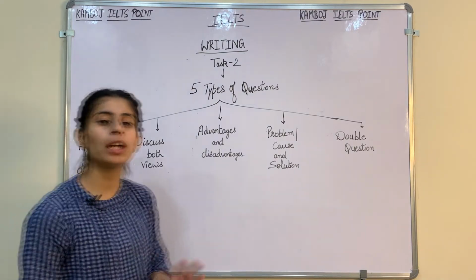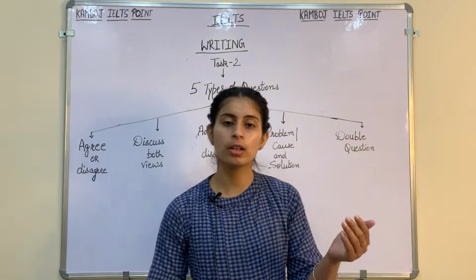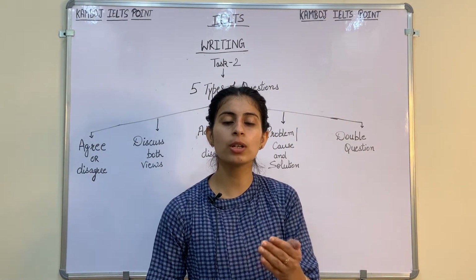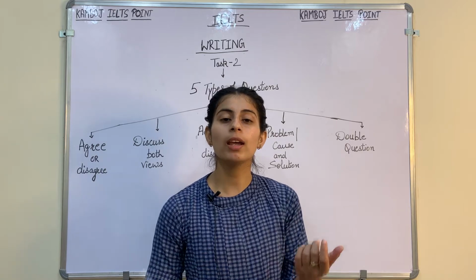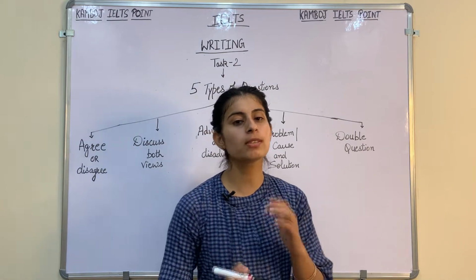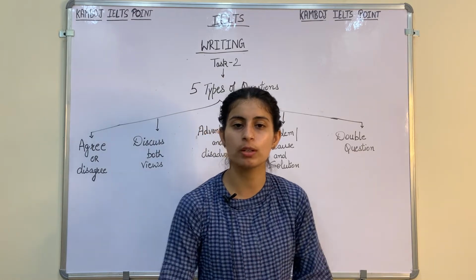The second one is discuss both views. In this you will get two statements. Some people believe this, however others think this. Then they will ask you to discuss both views. They will give you two opinions, and you have to discuss both opinions. That is known as discuss both opinions type of question.